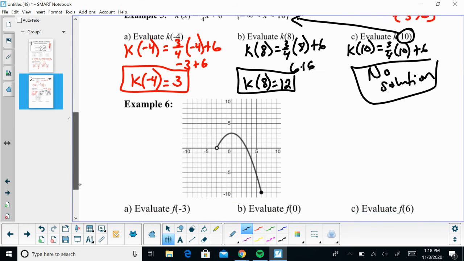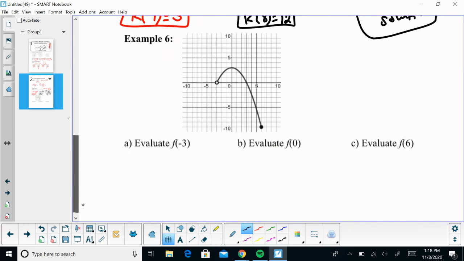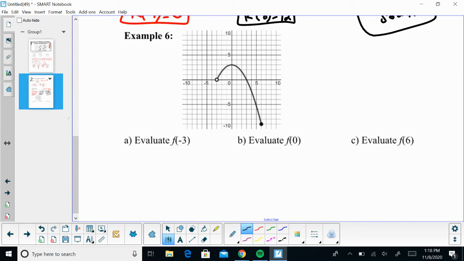Now let's try evaluating from a graph. Here they've given me a graph. They want me to find f of -3. All I'm going to do is find -3 on my x-axis. 1, 2, 3. -3 is this open circle right here. And I need to find where -3 lies on my graph. Well, it falls right here in this open circle. But if you remember, an open circle means no solution.